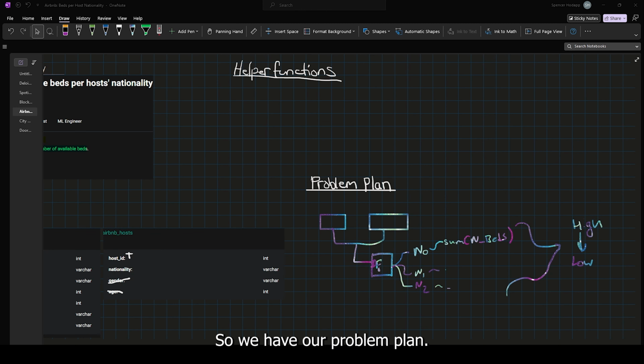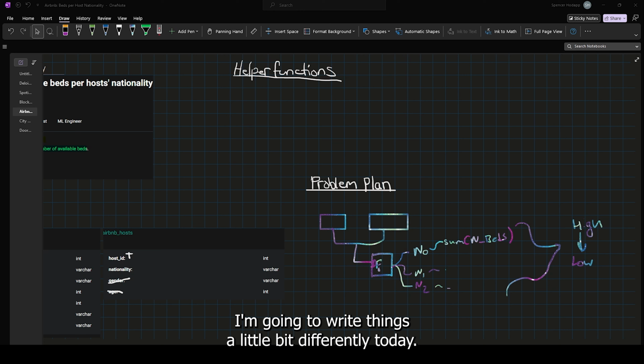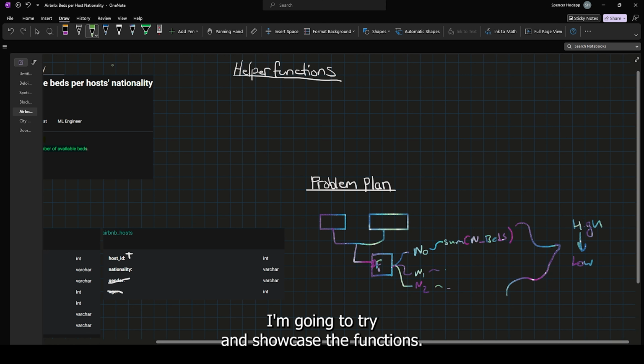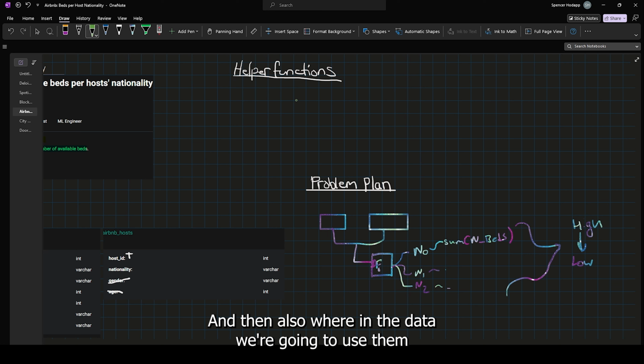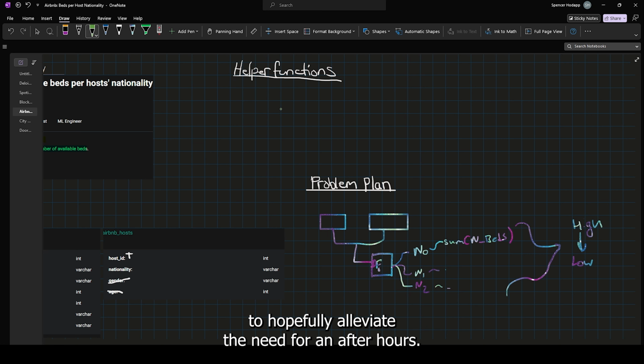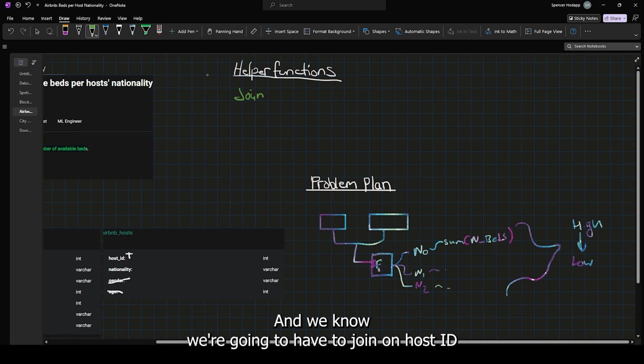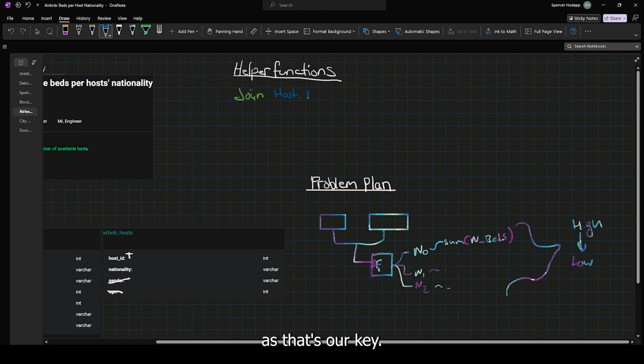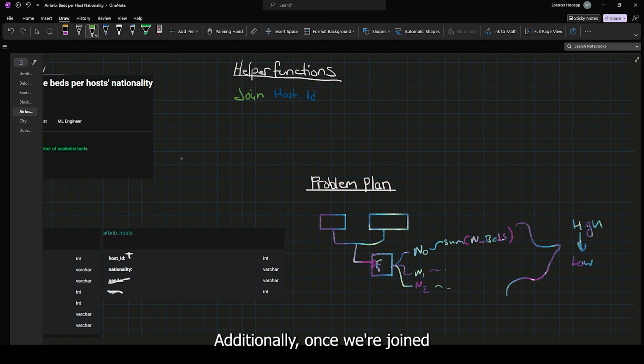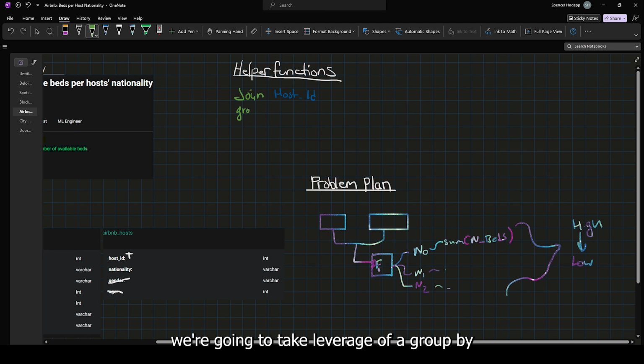So we have our problem plan, we have our data. I'm going to write things a little bit differently today. I'm going to try and showcase the functions and also where in the data we're going to use them, to hopefully alleviate the need for an after hours. So obviously we have to join these things together. So let's use a join, and we know we're going to have to join on host ID, as that's our key. Additionally, once we're joined, we're going to leverage a group by and then an order by. I'm going to use an alias to rewrite that column, and we're going to have to use a .toPandas.